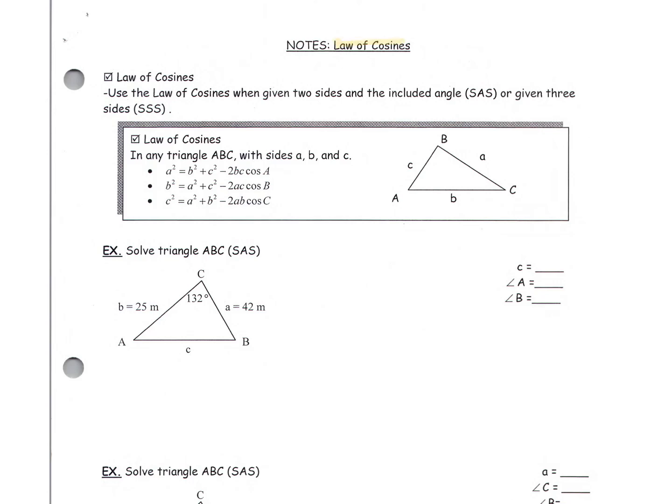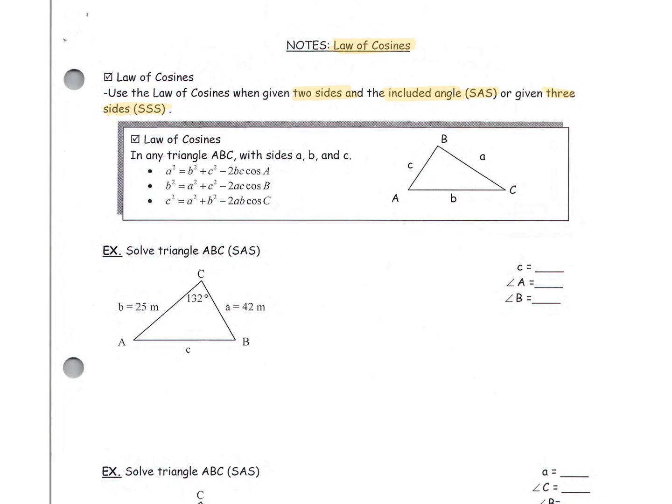Geometry. Let's talk law of cosines. So law of cosines is what you're going to use when you're given two sides and the included angle, side, angle, side, or you're given three sides, side, side, side. You might remember that we used the law of sines when we had two angles in our last set of notes. So let's take a look at this law of cosines.